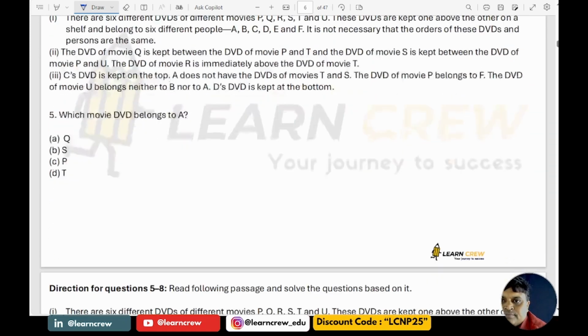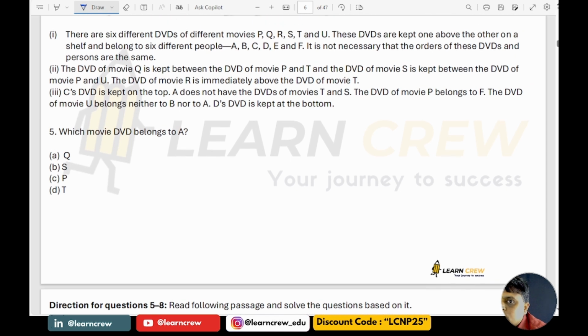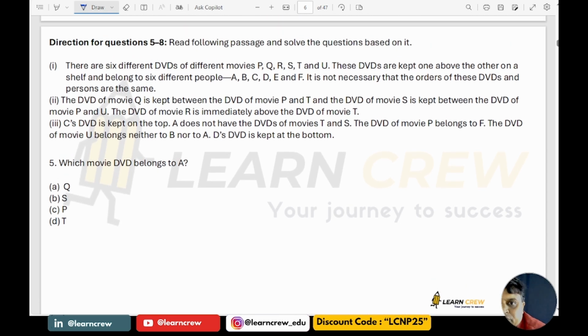Now next. Question number 5 to 8, based on one more data. There are 6 different DVD players PQRSTU. These DVDs are kept one above the other on a shelf and belong to 6 different people A, B, C, D, E, F. It is not necessarily that the order of these DVDs and persons are the same. Now see second one.